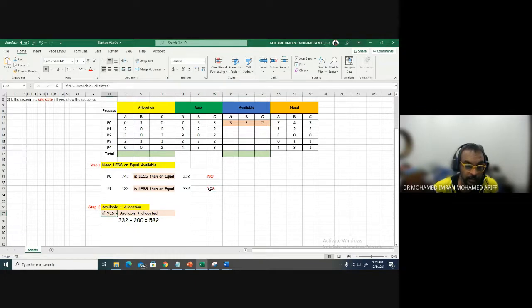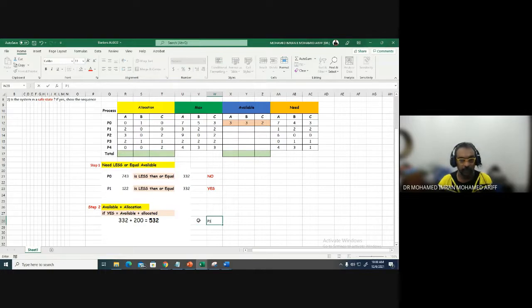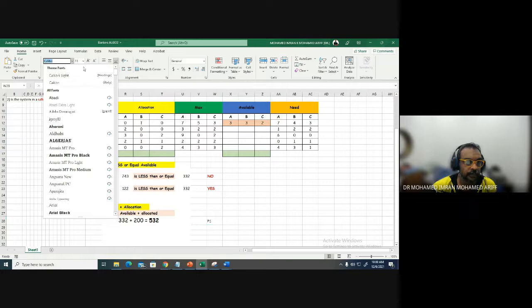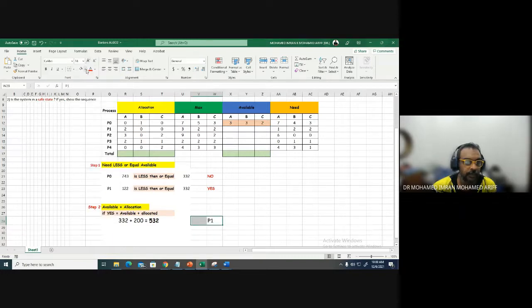If yes, then available campur dengan allocated. Available ialah 332, which is this one, campur dengan 200 allocated. So baki, so now it becomes 532. Okay, 532. So 532 ialah proses number P1.